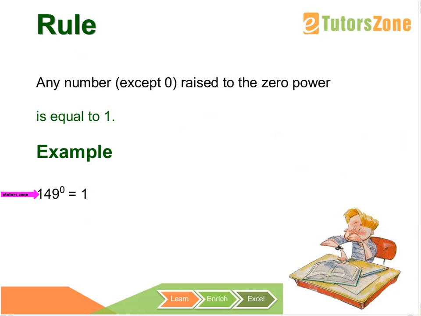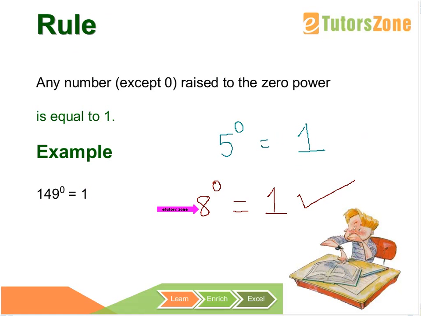Look, for example, 5 raised to power 0. The answer will be 1. Any number raised to power 0. If I say 8 raised to power 0, what will be your answer? 1. That's right. Very good. So that's what I am saying. Any number raised to power 0 will give you 1.